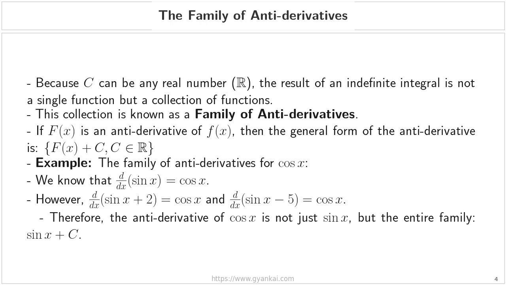Let's solidify this with an example. The slide says, example, the family of antiderivatives for cosine x. We know that the derivative of sine x is cosine x. That's a fundamental derivative we've likely seen before. But, as we saw on slide 2, constants disappear when we differentiate. So, the derivative of sine x plus 2 is also cosine x, and the derivative of sine x minus 5 is also cosine x. If you take the derivative of sine x plus any constant, you still get cosine x.